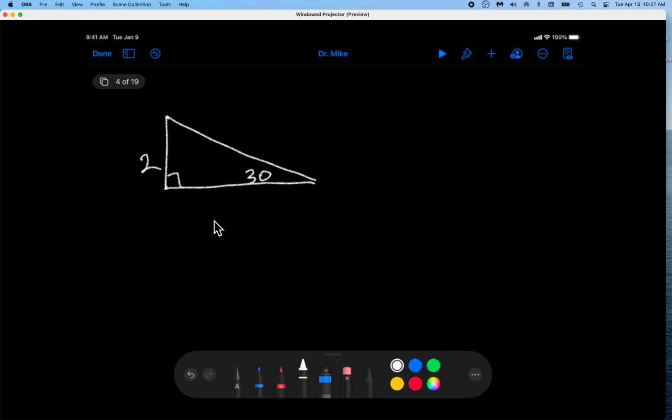Okay, we have a 30, 60, 90. I'm going to write the 60 in there. They give us the side opposite the 30 degrees. Let's go to the 90 degrees first. The conversion factor is 2. We're getting bigger as we move from this side to that side, so we're going to multiply.